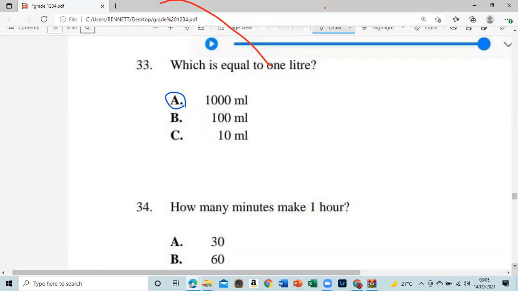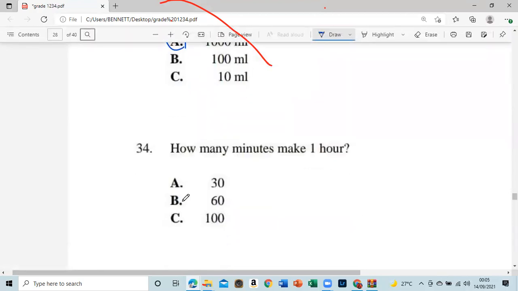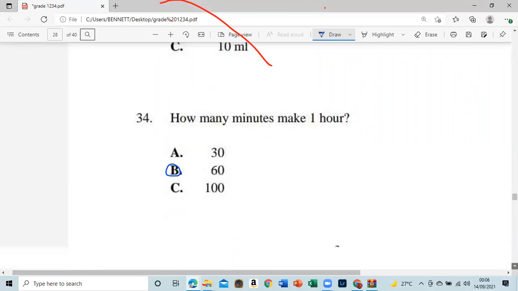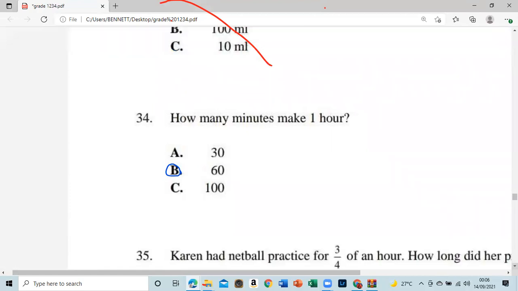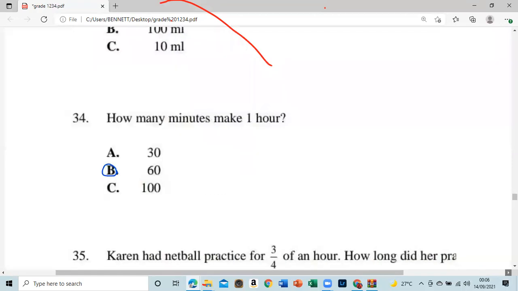How many minutes make 1 hour? That is 60 minutes. 60 seconds, 1 minute; 60 minutes, 1 hour; 24 hours, 1 day; 7 days, 1 week; 4 weeks, 1 month; 12 months, 1 year. And then I think they have 100 years, 1 century. And then 10 years, 1 decade.